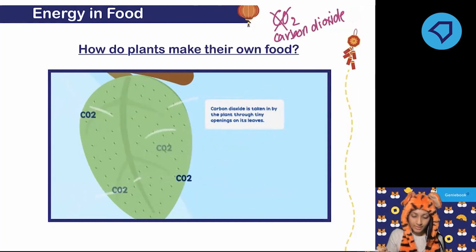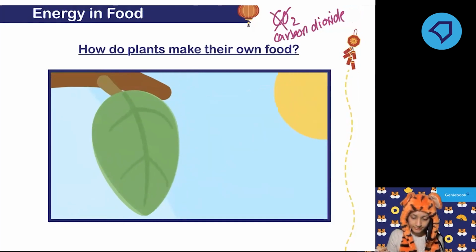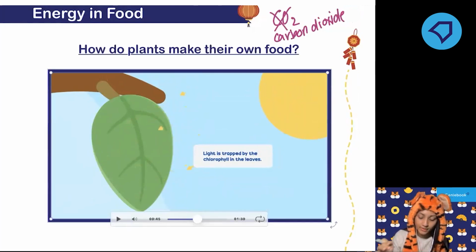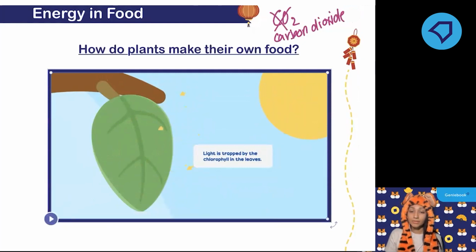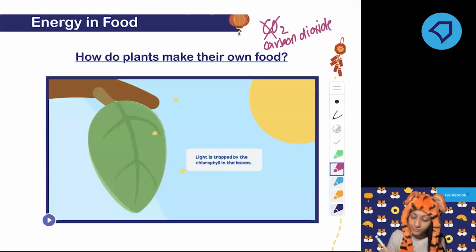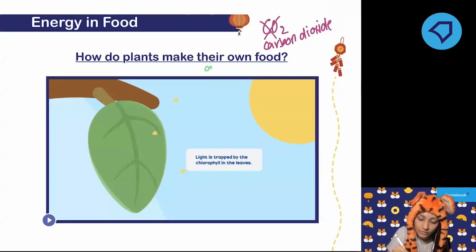you have the carbon dioxide taken in. And then this part here is very important. Do you see that term there? Light is trapped by the chlorophyll. Those who have learned this topic before, what is chlorophyll referring to? Yes, so the green color pigment is called the chlorophyll. Green pigment means color. It's called the chlorophyll.